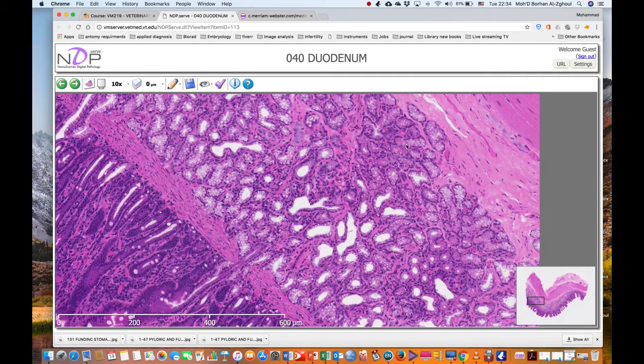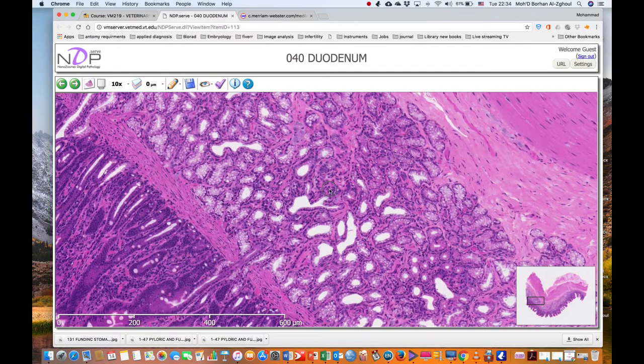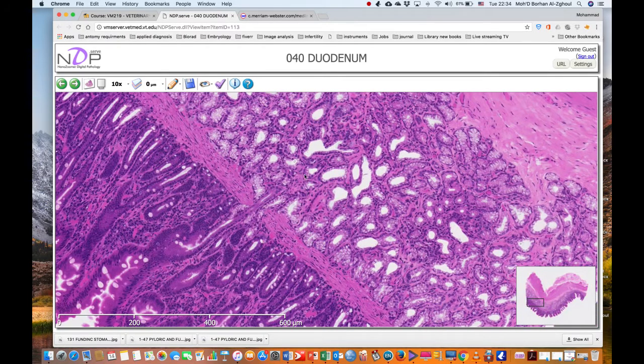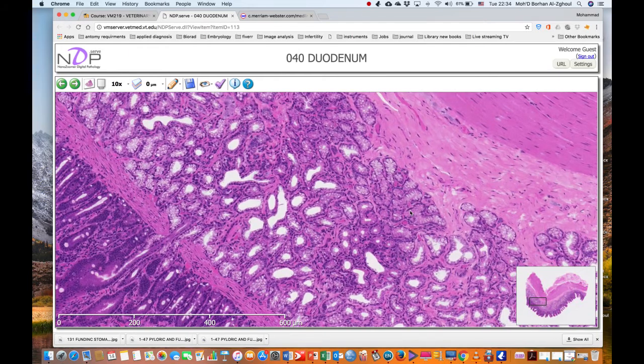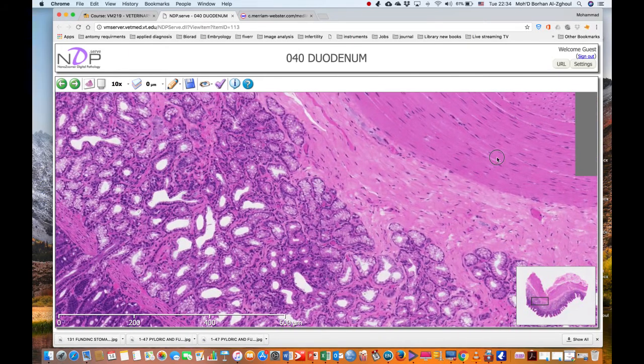As I said, in this area here we have the area of the submucosa. We have the Brunner's gland, which is the submucosal gland, which is responsible for the secretion of the alkaline secretion. As we can see here, there's a duct for this gland to open at the surface of these epithelial cells. All of these are mucus producing cells.